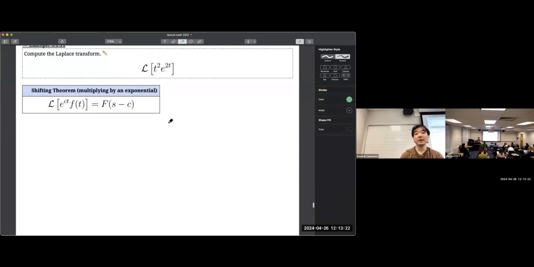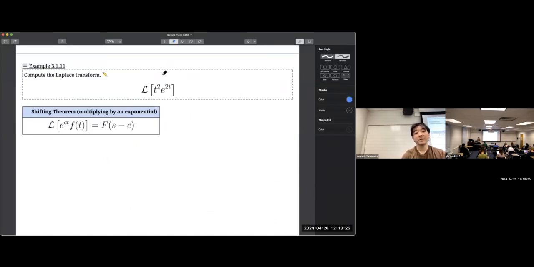Let's do it for this one. This one, which was the f of t function, t squared or the e to the 2t?